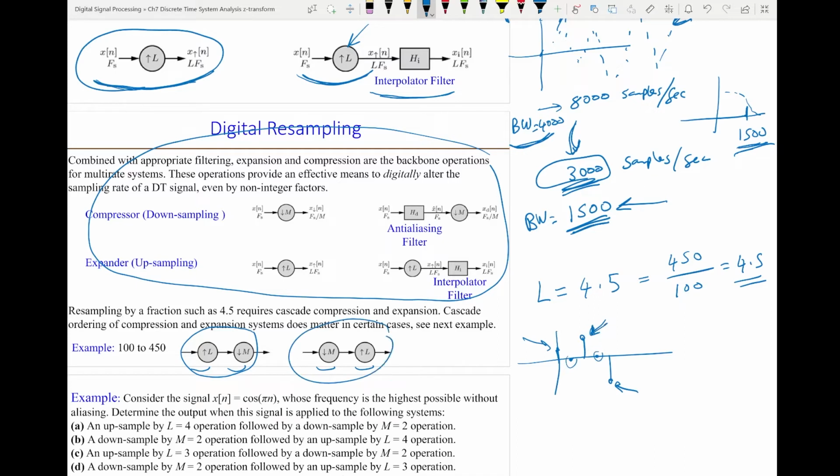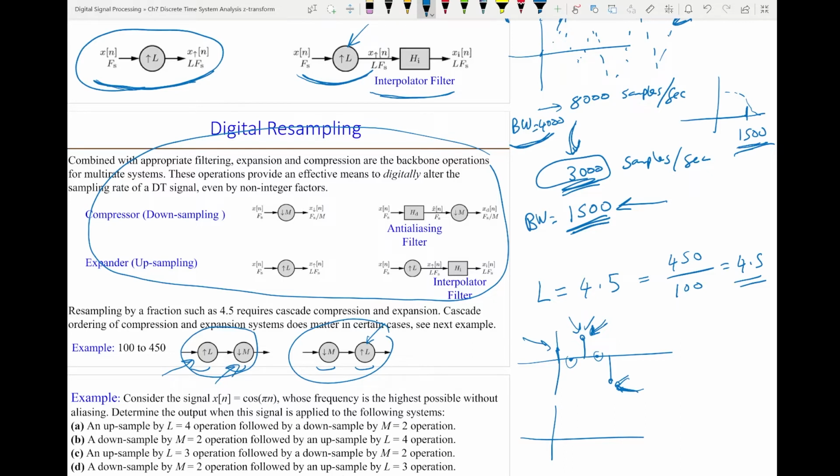Versus this method, when you do downsampling, that means I am already getting rid of some of the original samples in the signal. Then I do the upsampling. Now when I do interpolation for the upsampling, I don't have many of the samples of the signal to use to interpolate the zeros. So it is always better to do upsampling first than downsampling.